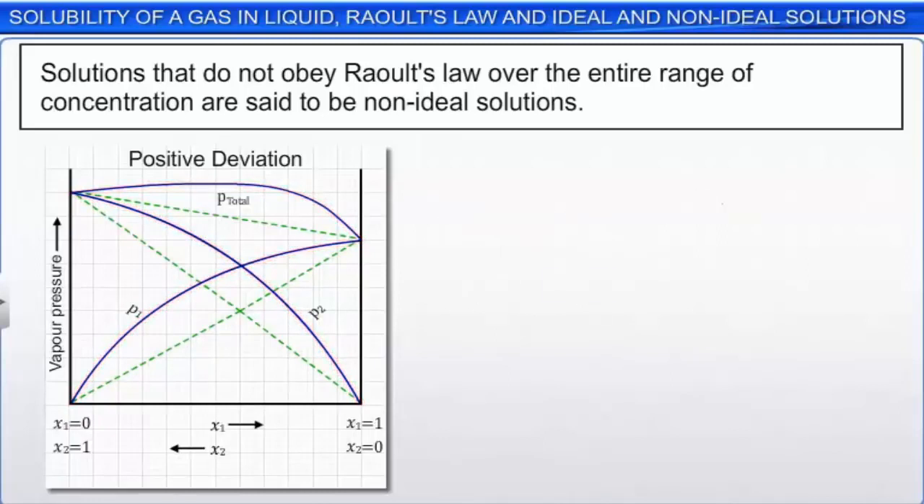Methyl alcohol and water, carbon tetrachloride and chloroform are some other solutions that exhibit positive deviation from the Raoult's law.